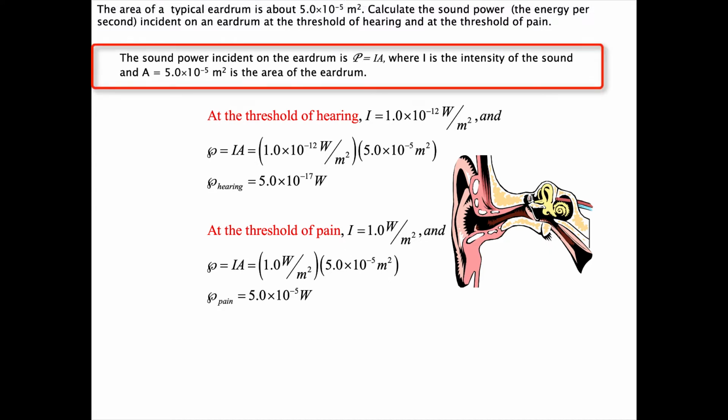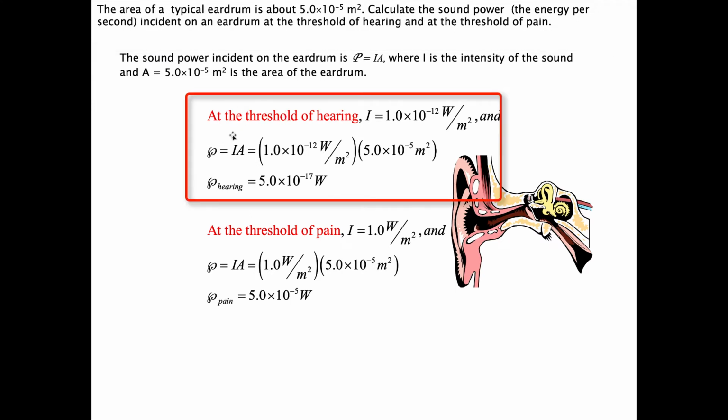So the sound power incident on the eardrum is the relationship that we've learned, okay? This P looking symbol, P, equals I times A, okay? Where I is the intensity of the sound and A is the cross-sectional area, 5 times 10 to the minus fifth meters squared, the area of the eardrum. So that P is our threshold of hearing to start with.